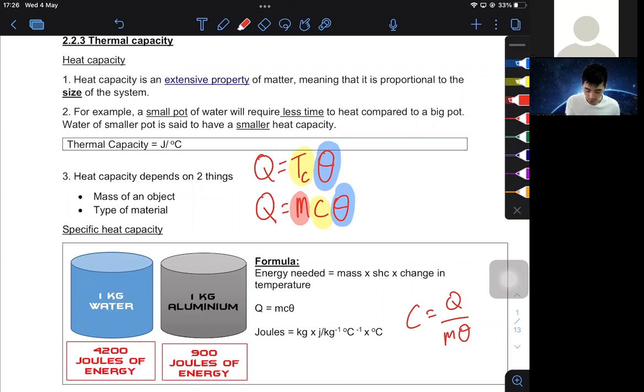All right, so this arrangement here is basically thermal capacity equals Q over theta. But if you rearrange it into Q, you'll get something like this: Q equals thermal capacity multiplied by theta.